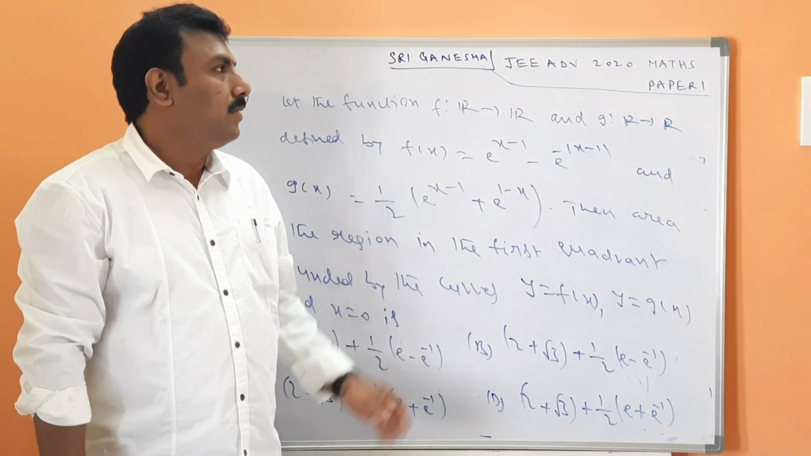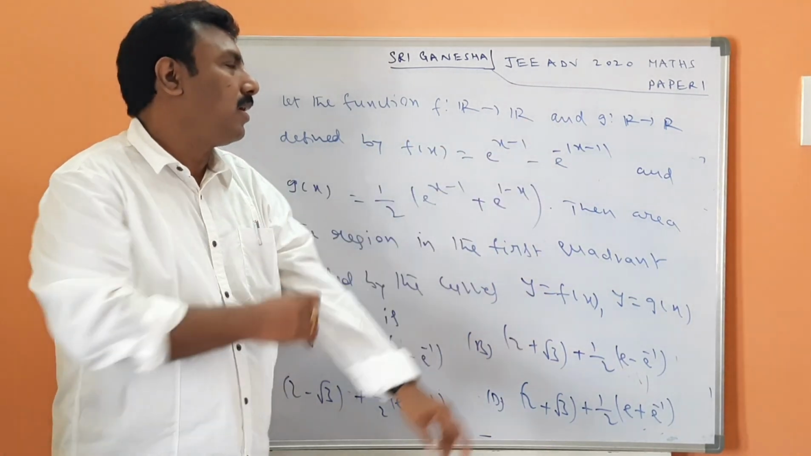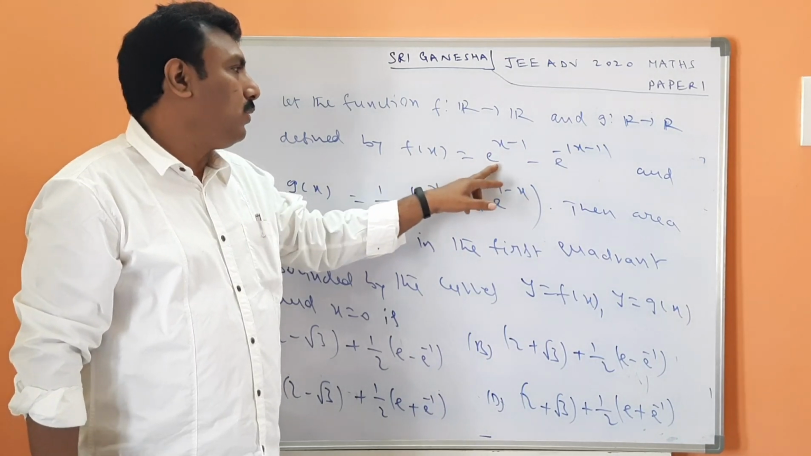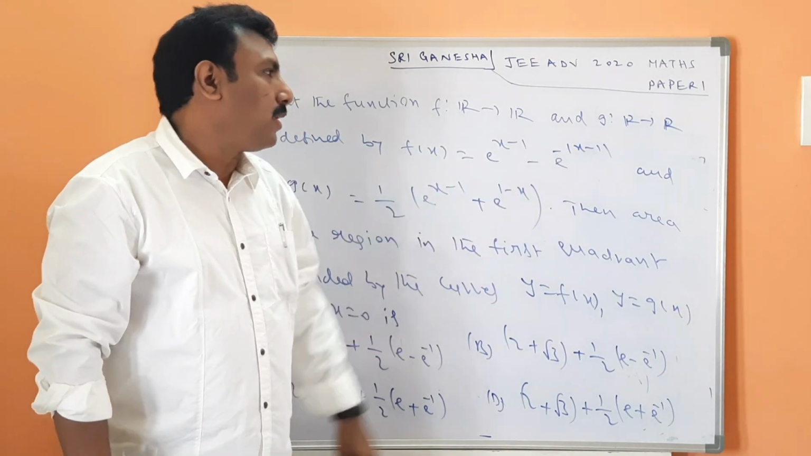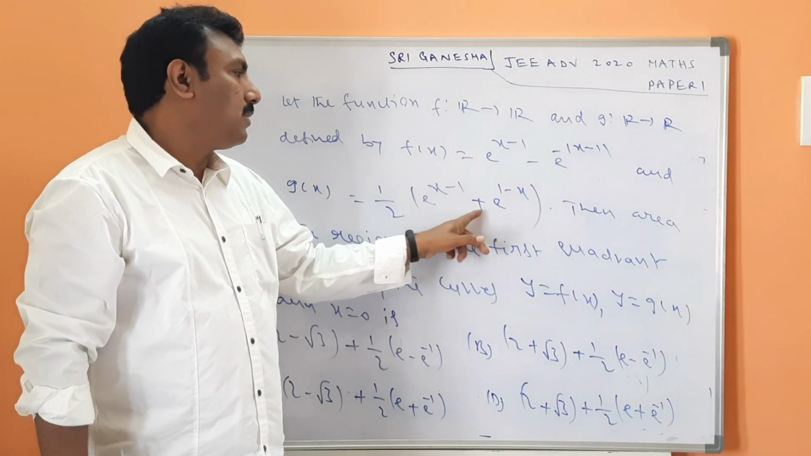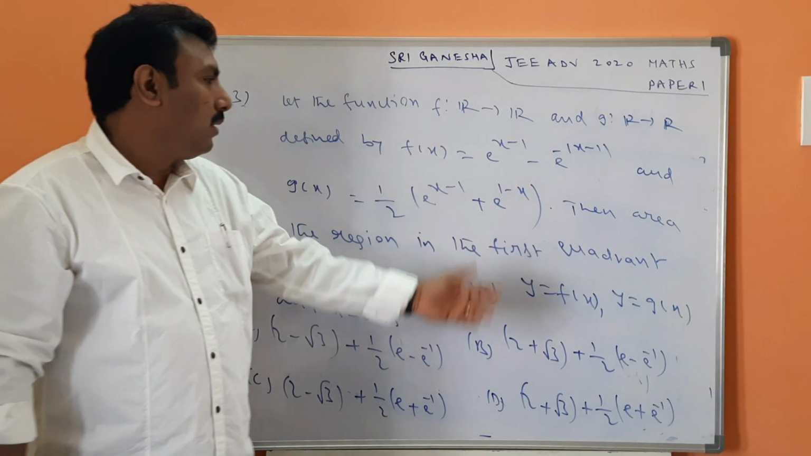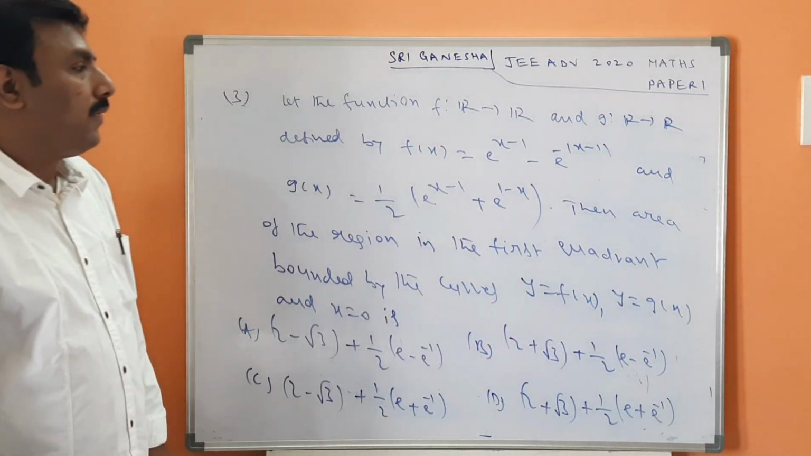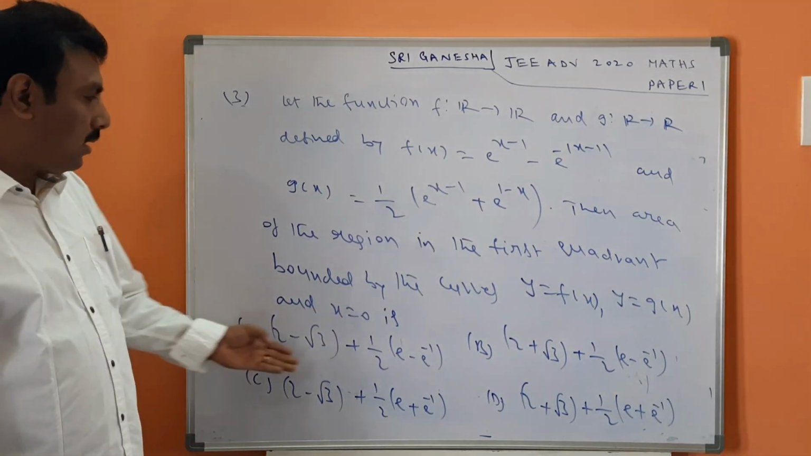Now question number 3 from areas. Let the functions f maps R to R and g maps R to R be defined by f of x is equal to e to the power of x minus 1 minus e to the power of minus modulus of x minus 1, and g of x is equal to half into e power x minus 1 plus e to the power of 1 minus x. Then find the area of the region in the first quadrant bounded by the curves y equal to f of x, y equal to g of x and x equal to 0. Okay, these are the options.